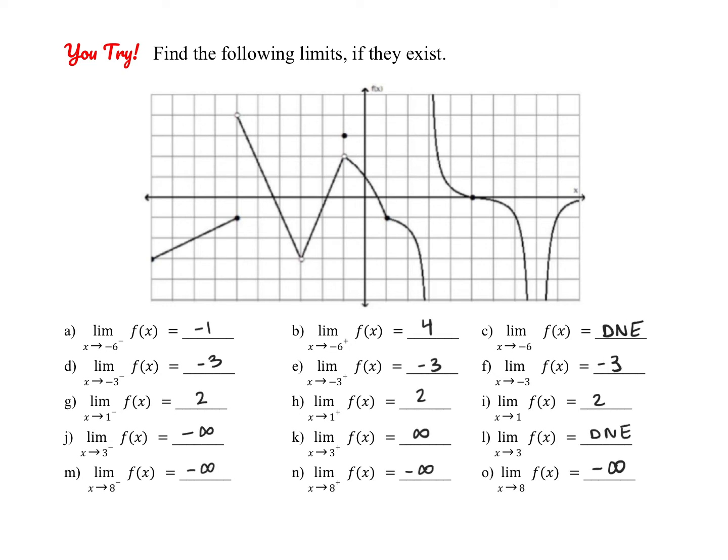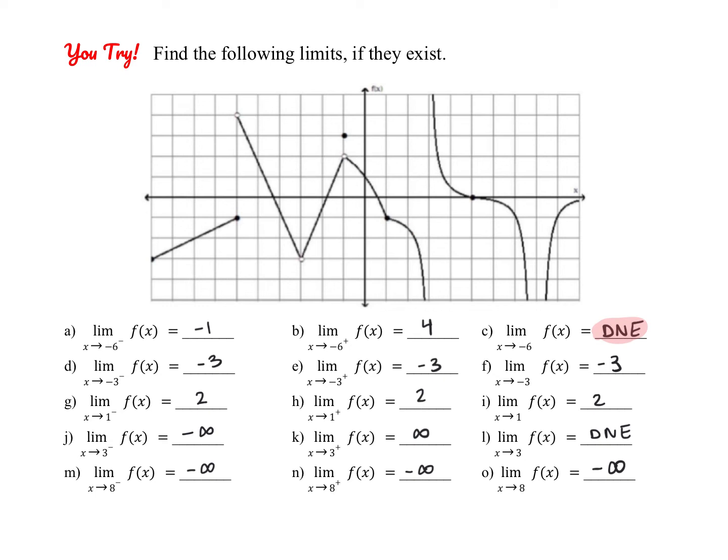All right, go ahead and check your work here. Just a couple to watch out for. Again, as x approaches negative 6, you'll see the left-handed and the right-handed limits are not the same, so the overall limit does not exist. Same thing will happen at x equals 3.